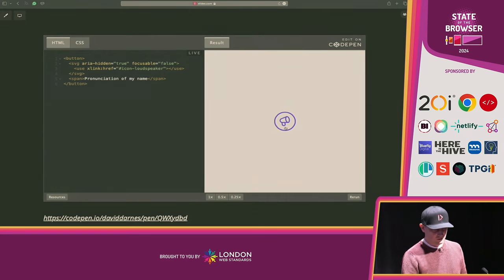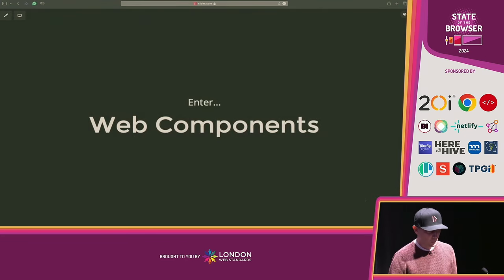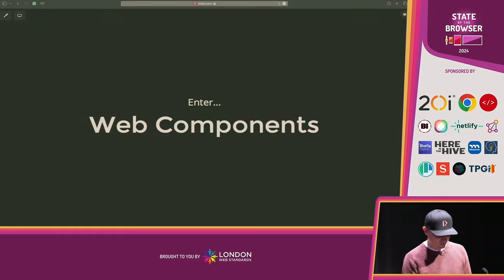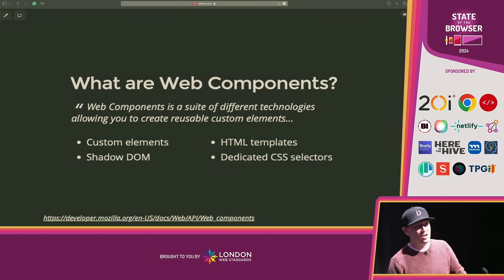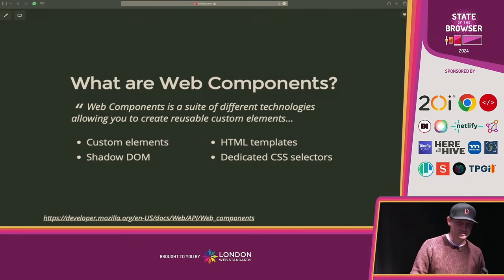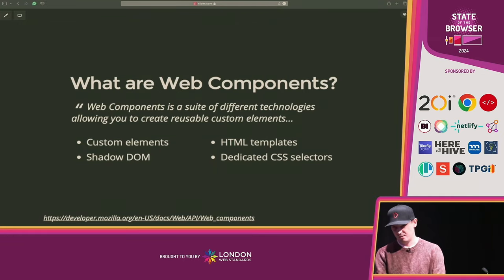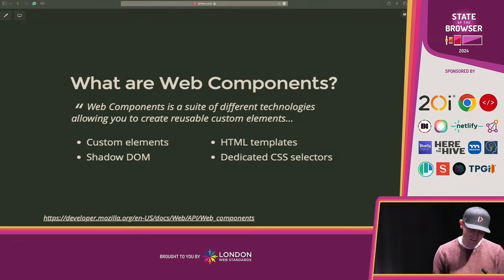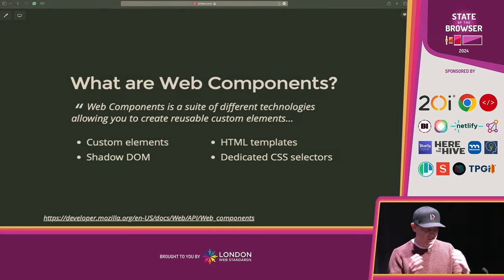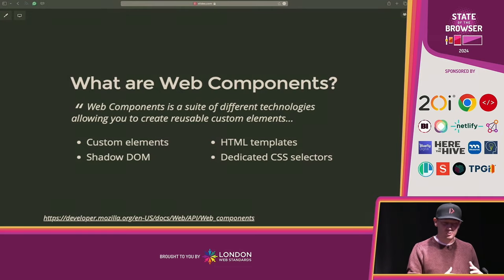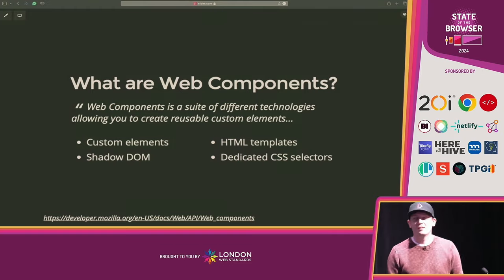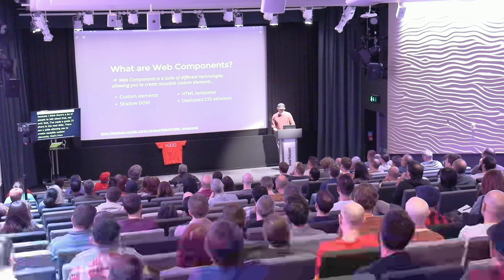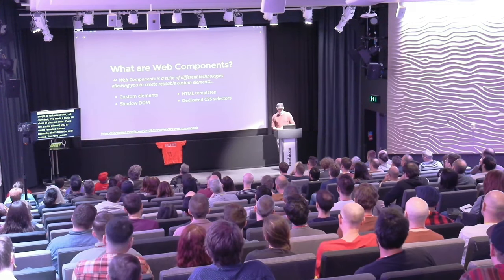So that is where web components come in. Here we go. So what are web components? I'm not going to go through all the details of it because I think there are a lot of better people to talk about that. Not only that, I've made a guide, which I'll share in the next slide. They're actually a suite of different technologies allowing you to create reusable custom elements. That's from the MDN docs, quoted. So you have custom elements, HTML templates, shadow DOM, and dedicated CSS selectors.